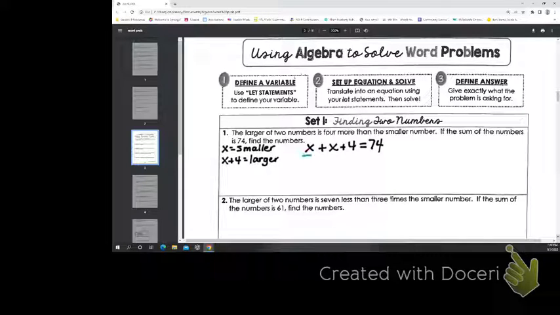Where this part is the smaller number, that part is the larger. So then we do need to combine like terms. And then after we combine like terms, it's a 2-step problem, 2-step equation. So I'll subtract, and then I'll divide.